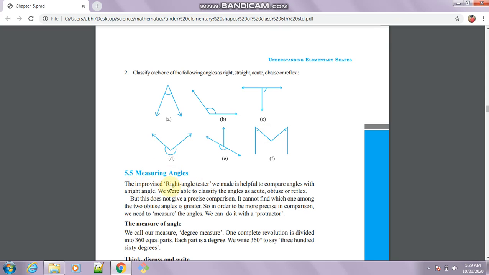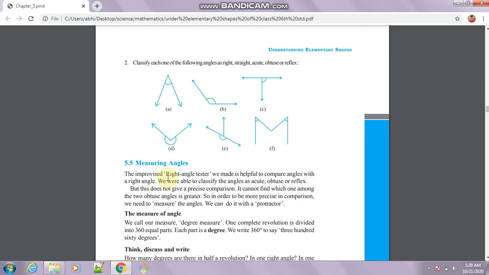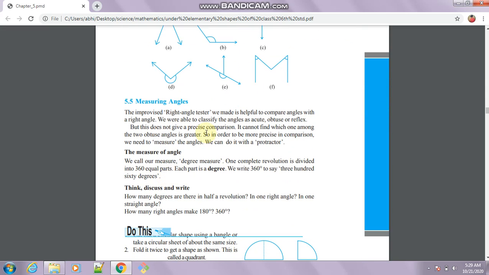Measuring angles. See here, to measure the angles, what do you require? You require some materials, some instrument. We can say the exact word is instrument. So, improvise that right angle tester. It is useful to compare the angles with the right angle. We are able to classify the angles as acute, obtuse, and reflex, but it does not give precise comparisons. It cannot find which one among two obtuse angles is greater. So, in order to make a precise comparison, we need to measure the angles.